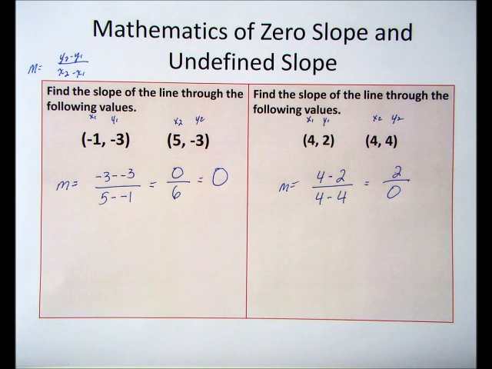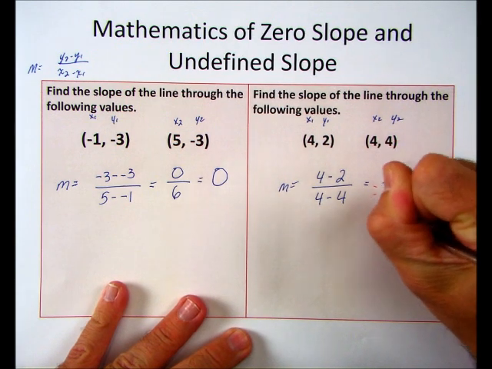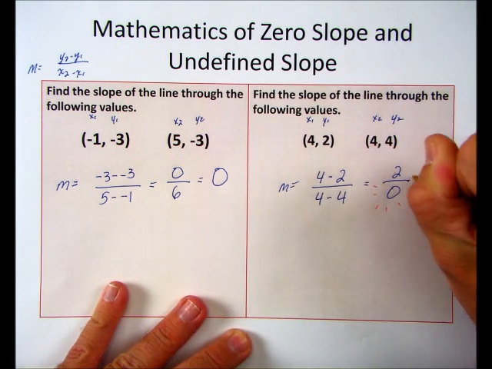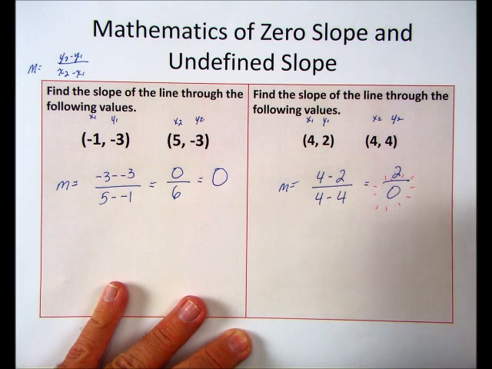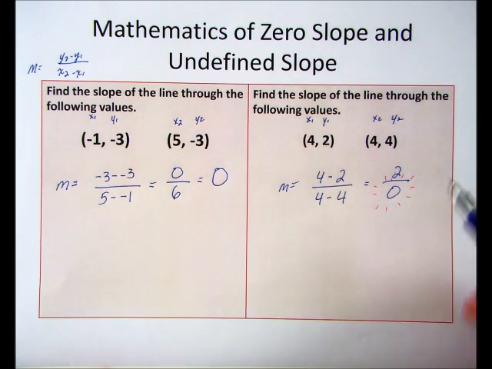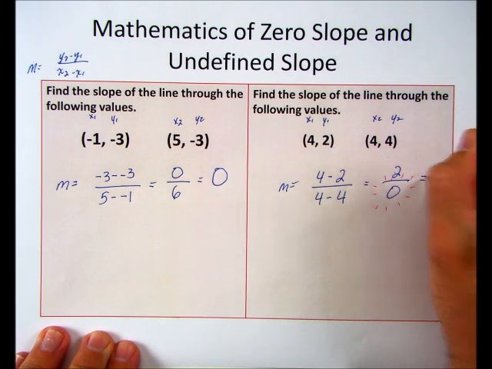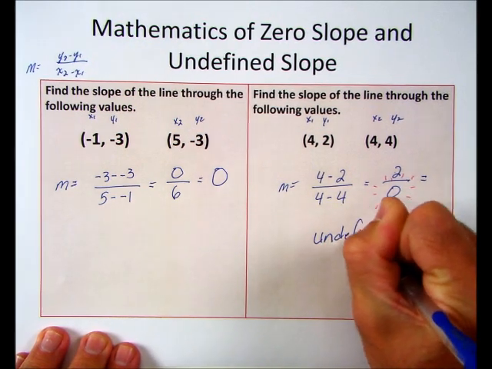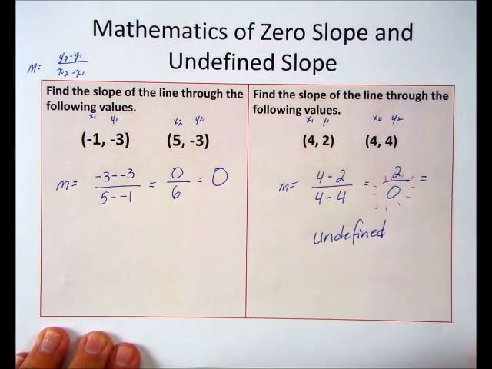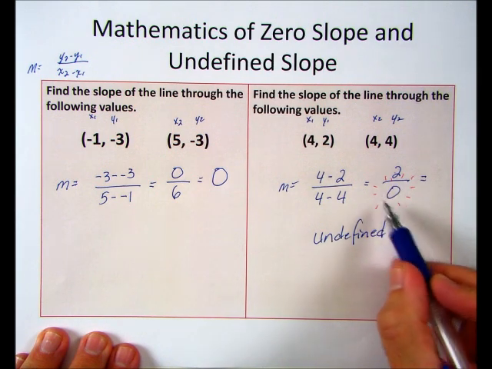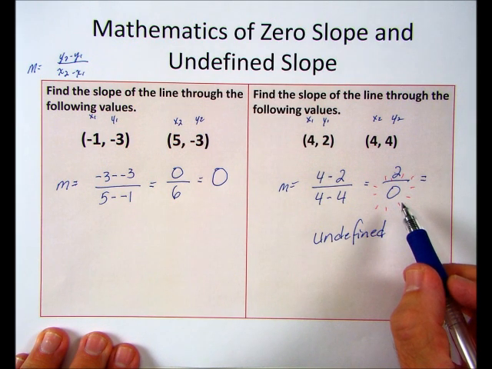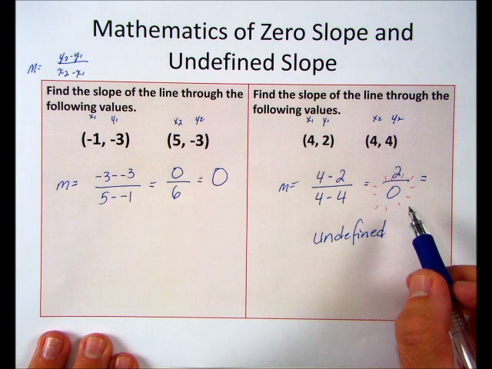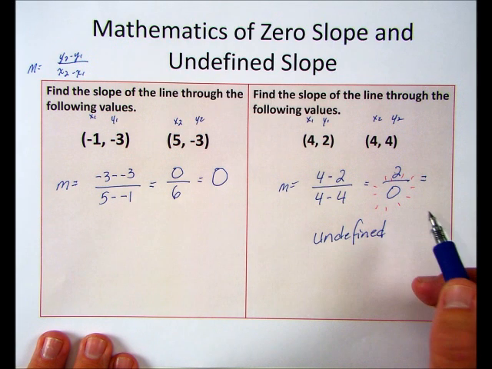Anytime you have 0 on the denominator, you've got problems. I'm going to put these little red marks on there to highlight it. This is an undefined slope. Do not get caught up into thinking this is a slope of 0, because it's not. You can't break things up into 0 parts.